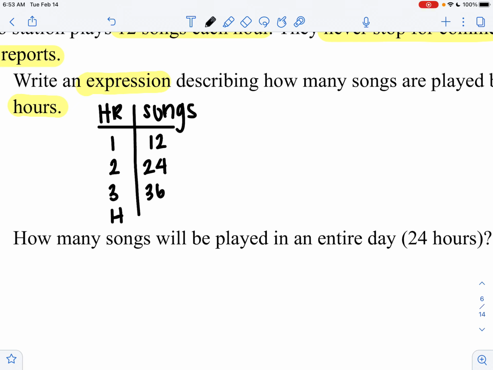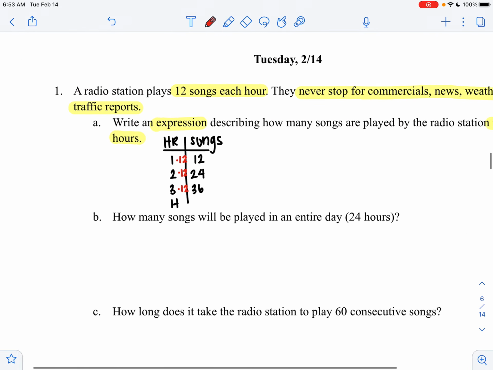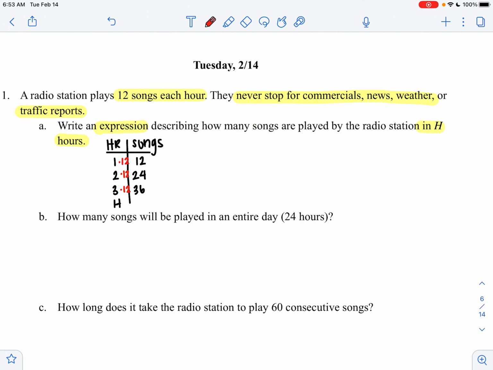Well, I can see the pattern in the table. Just like I did with addition and subtraction, this time I'm multiplying by 12 every time. And so for H hours, for any number of hours, I can always multiply by 12. And I'm going to write that as 12H. Remember that 12H just means 12 times H. But this is the big kid way to write it. This is the ideal way to write that. 12H.